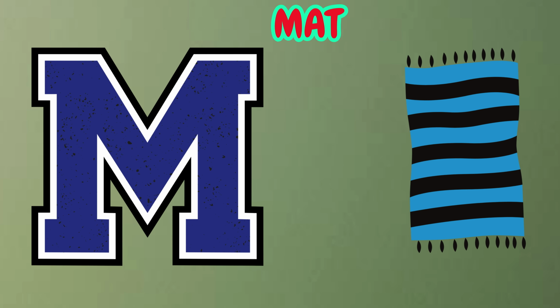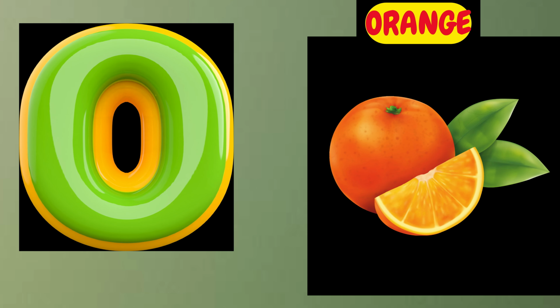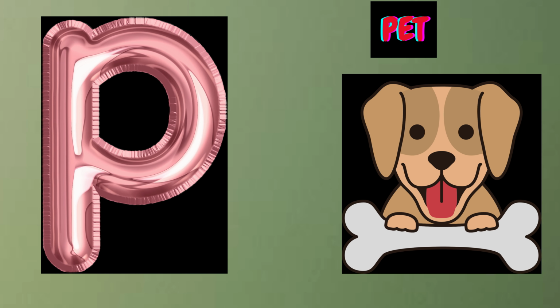M is for mat. N is for net. O is for orange. P is for pet.